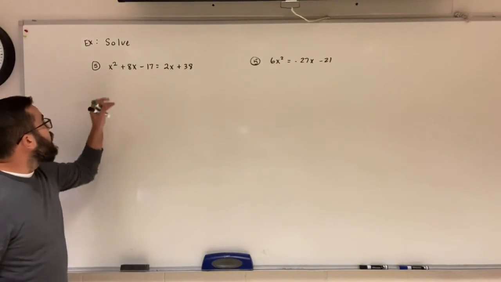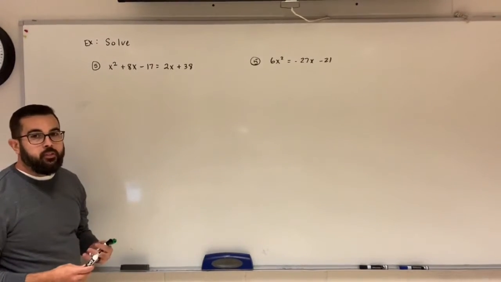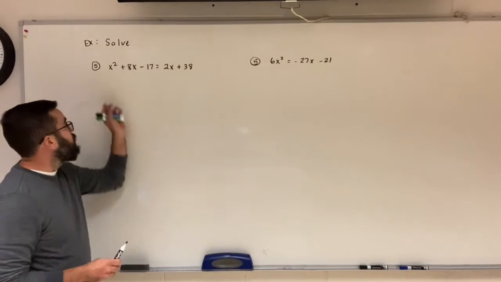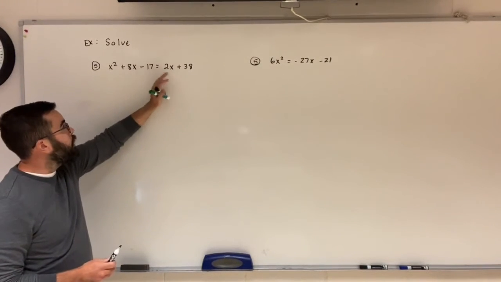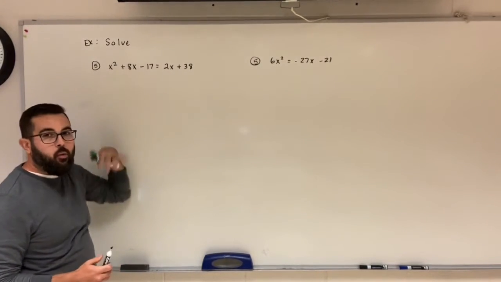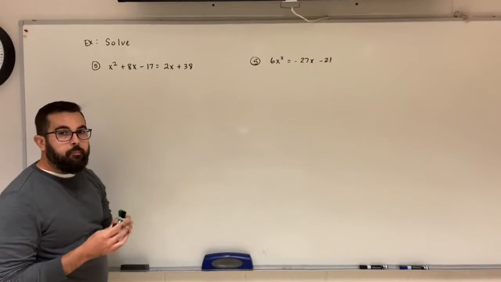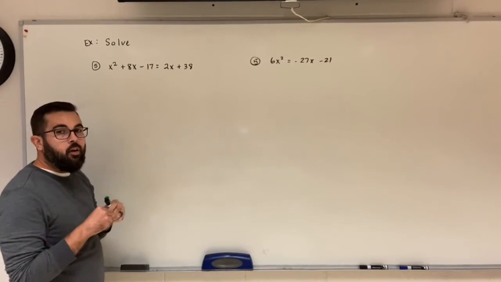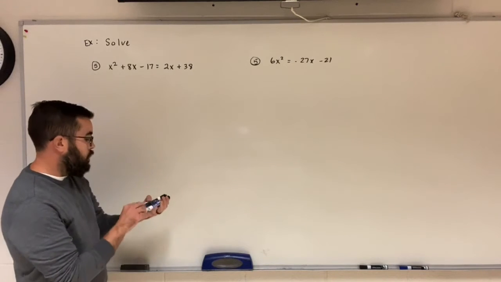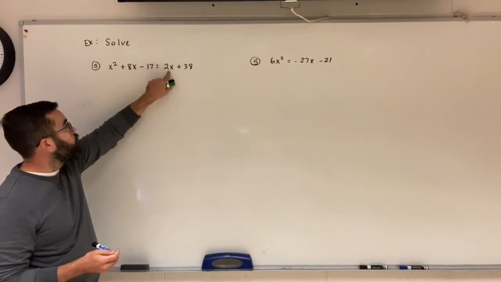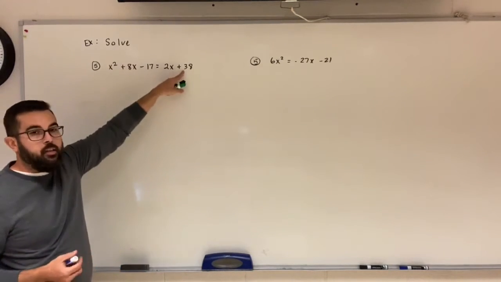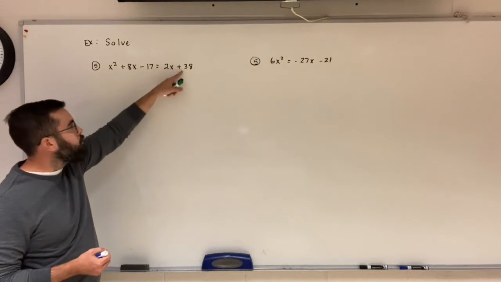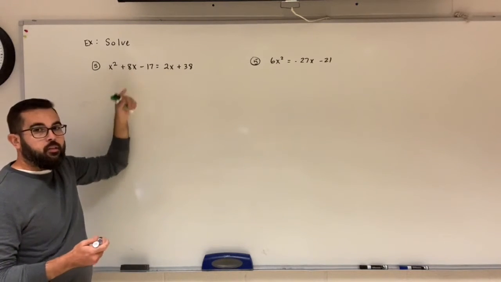All right, last two examples. So the last two examples are set up a little bit differently. Notice it's still a quadratic equation, but now you have stuff on both sides. You don't have a 0. So your first step is going to be get a 0 on one side of the equation. So what I'm going to do is move the 2x to the left and the 38 over to the left.